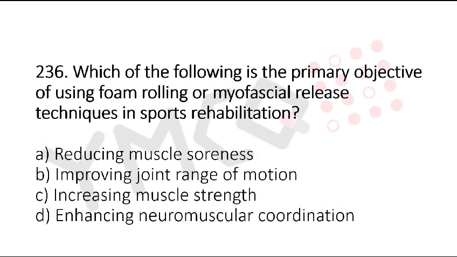Which of the following is the primary objective of foam rolling or myofascial release technique in sports rehabilitation? Option A, reducing muscle soreness. Option B, improving joint range of motion. Option C, increasing muscle strength. Option D, enhancing neuromuscular coordination. And the answer is option B, improving joint range of motion. Now let's move to question number 237.